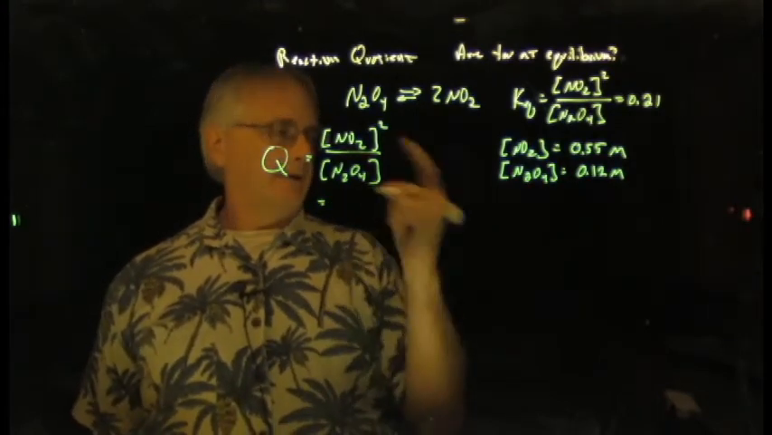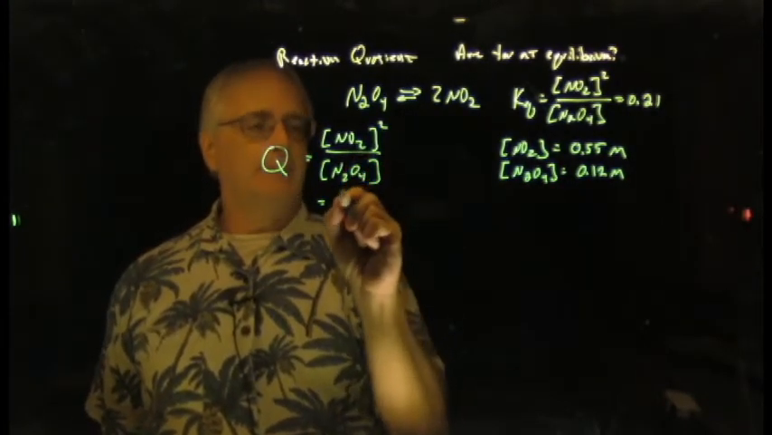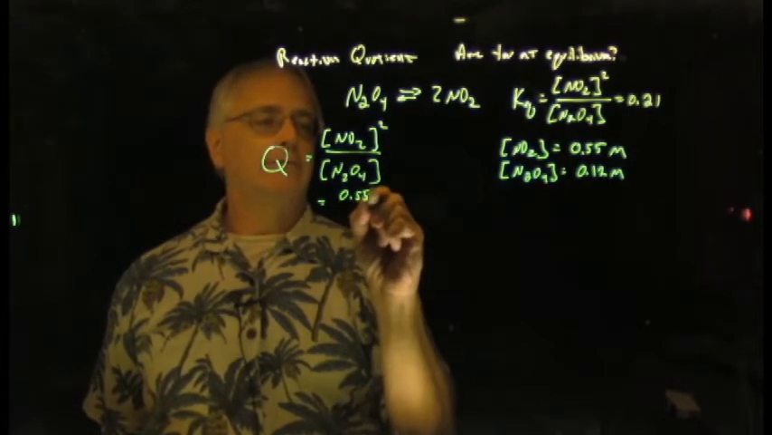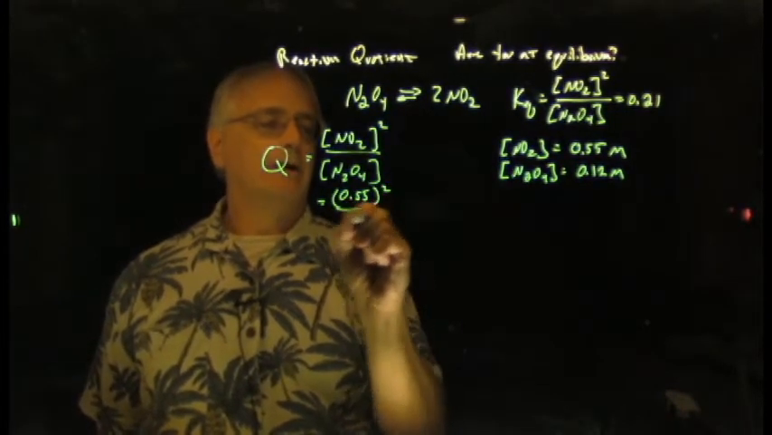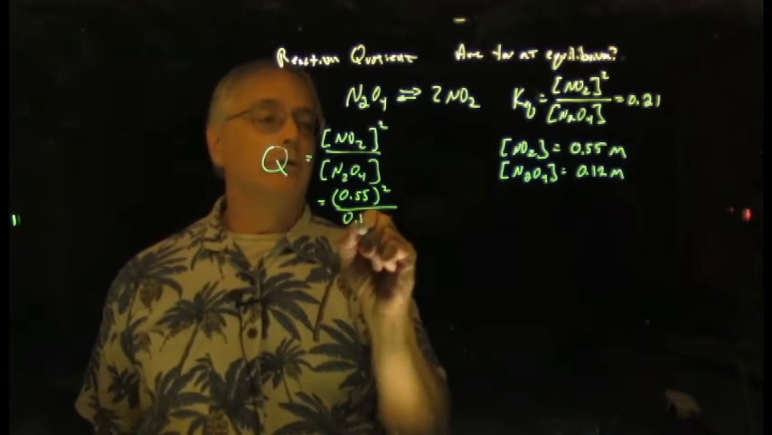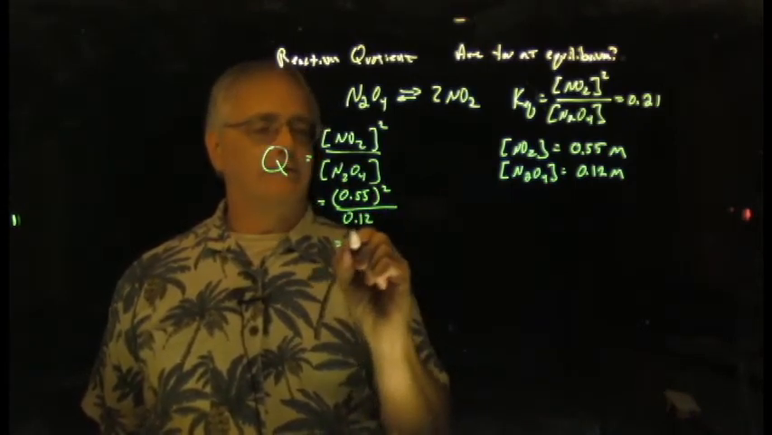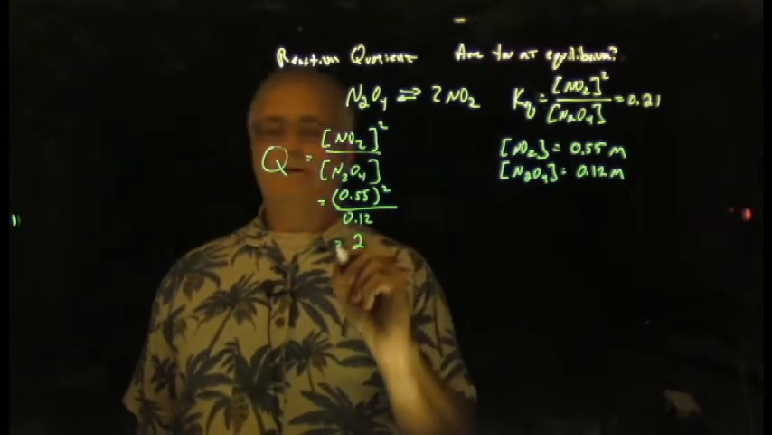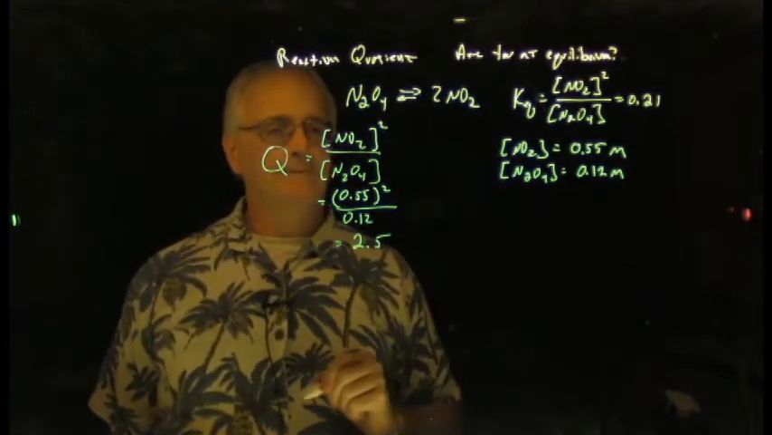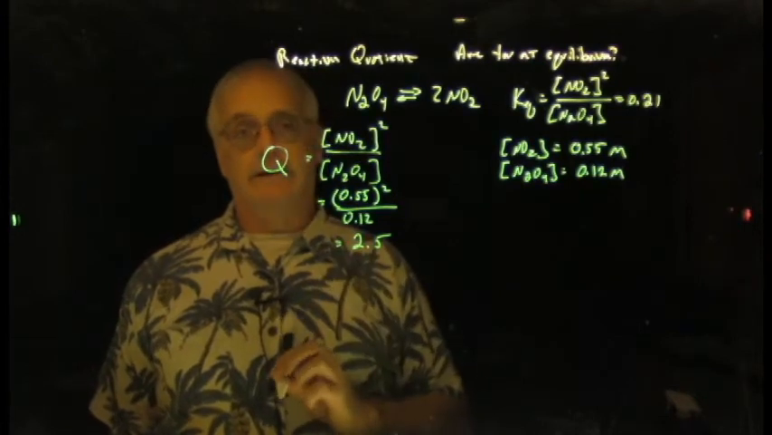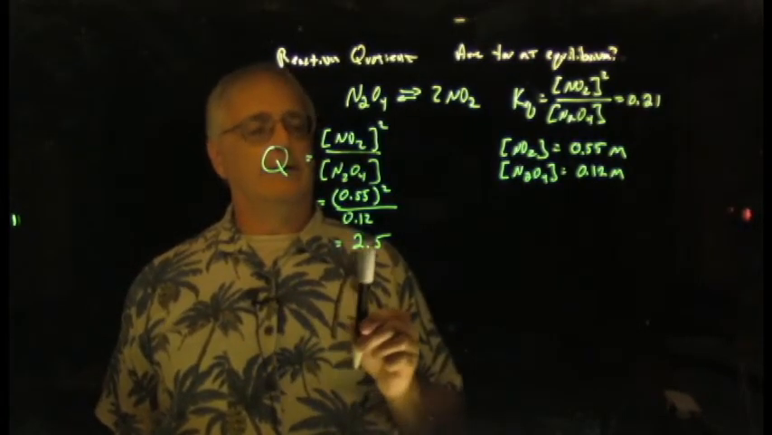Now, doing that allows us to do the following. I put 0.55 on top and square it, and I put the 0.12 on the bottom, and I do my magic little calculator business, and I find that it comes out 2.5. Now that is the core of the problem right here.